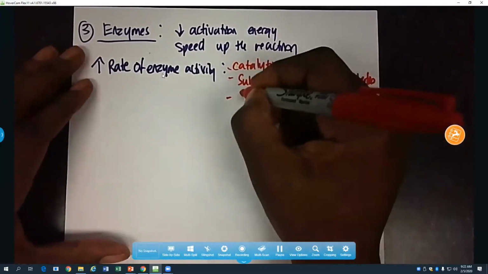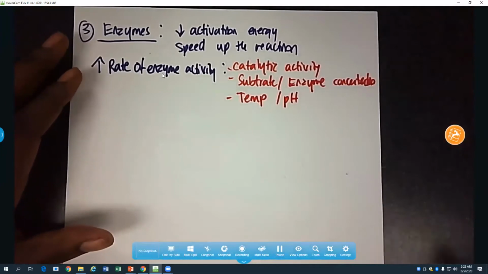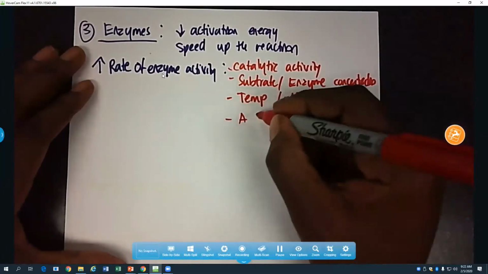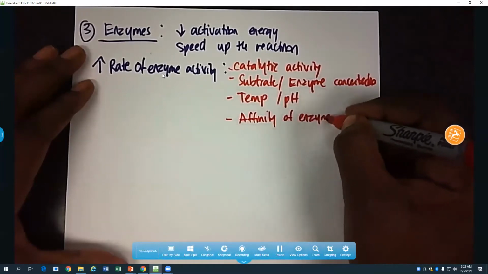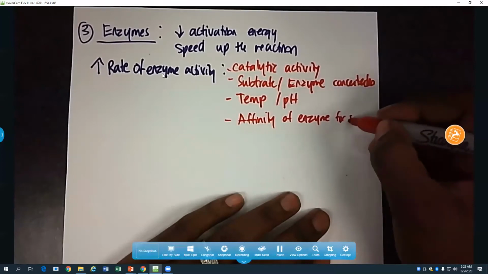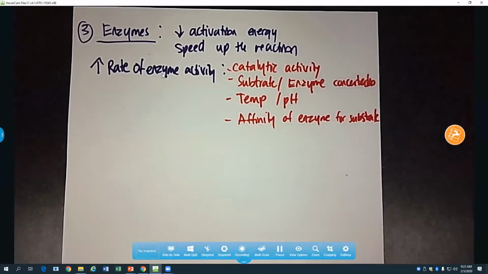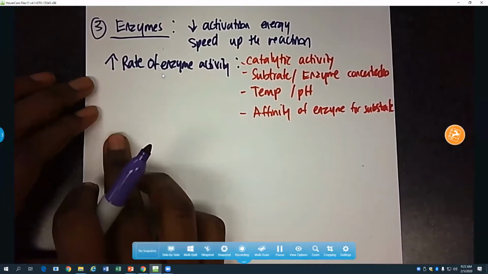We then said temperature and pH also play an important role. At higher temperatures, at acidic pHs, we have faster rate of activity of enzymes. And then we said the affinity of the substrate for the enzyme, or the enzyme for the substrate. Okay, so these are some of the properties that we said would increase the rate of the enzyme activity.